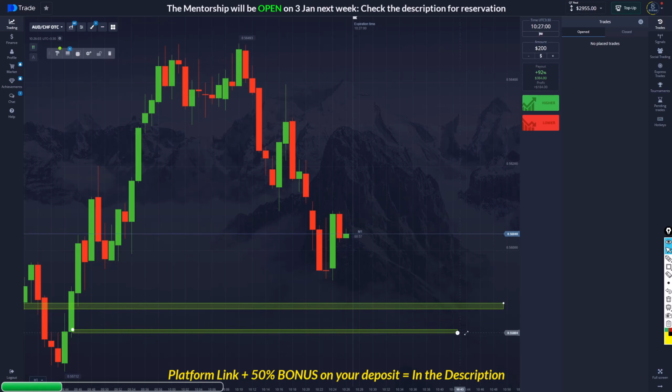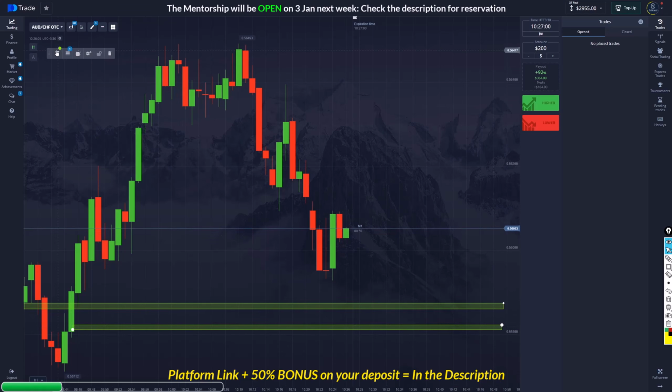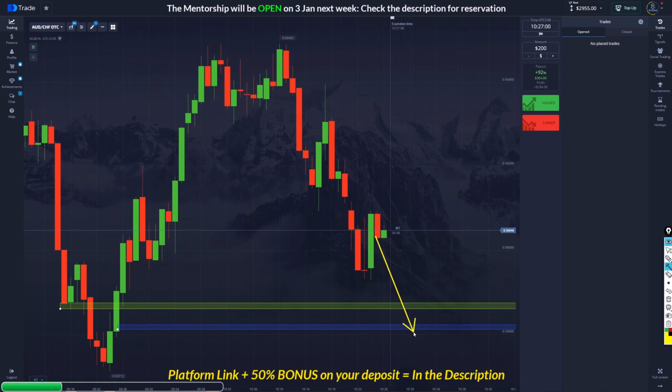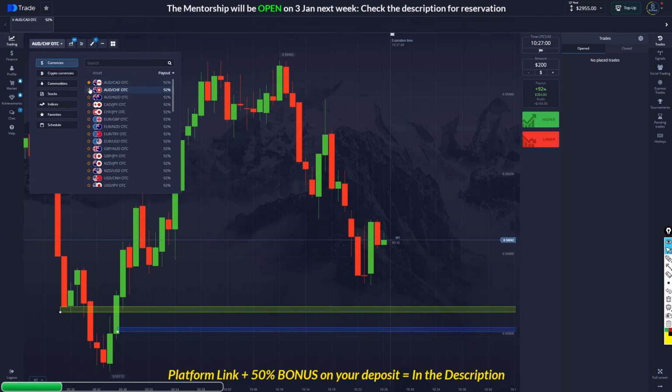This is the process of marking a QM entry area. I will make this blue so you don't confuse. Let's see if the price comes here. I will enter right on this blue zone. All right, so let's go to the other pairs to see what's going on.